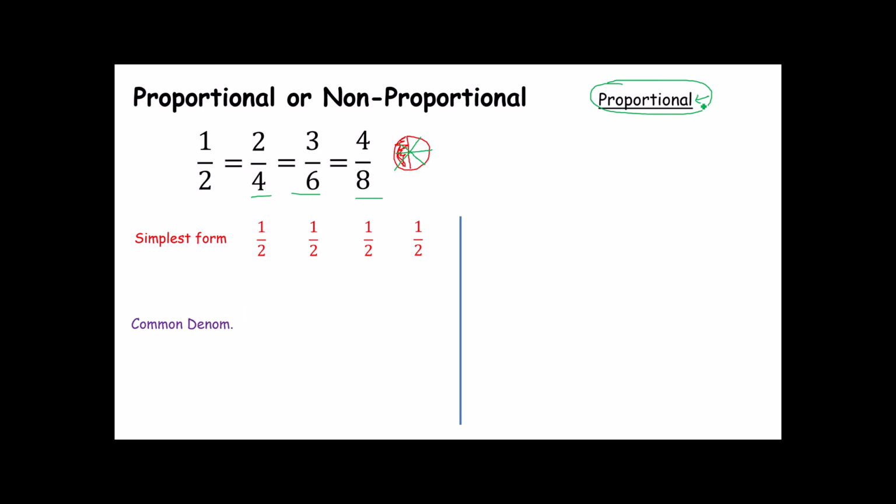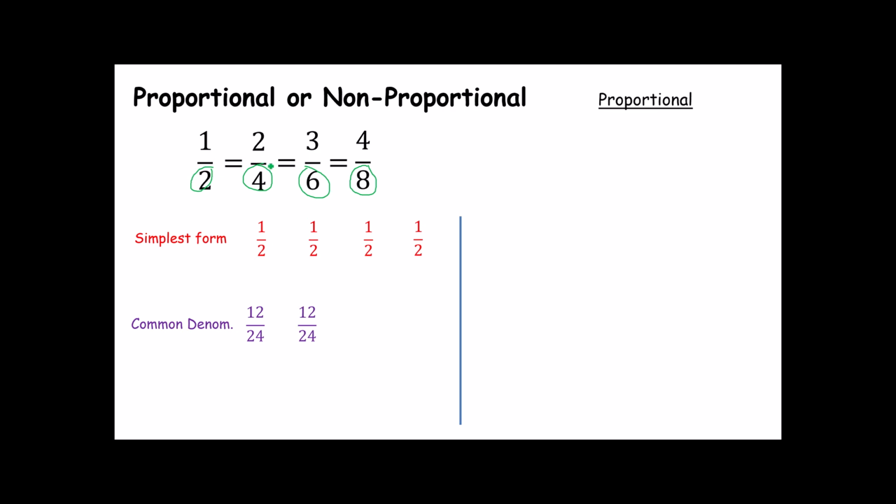You could also write them with a common denominator. For example, if I were to look at this 1/2, and this 2/4, and this 3/6, and this 4/8, and I were to write them all as fractions with common denominators, I should be able to turn all of these into 24/48. Notice, 1/2, if I multiply the top and bottom by 24, becomes 24/48.